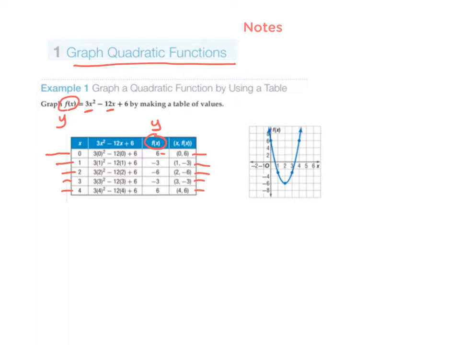So now if I take those 5 points and plot them, which were all plotted right here: 0, 6 is right here, and then 1, negative 3 right here, 2, negative 6 is right here, 3, negative 3, and then we have 4, 6, and 1, negative 1 is right here. So there are those 5 points.